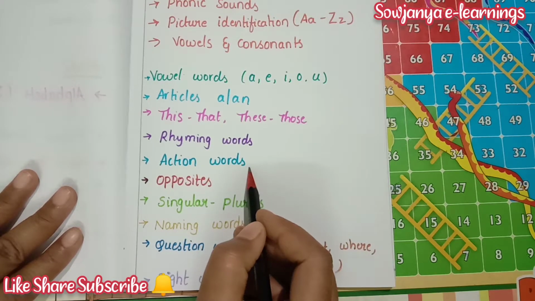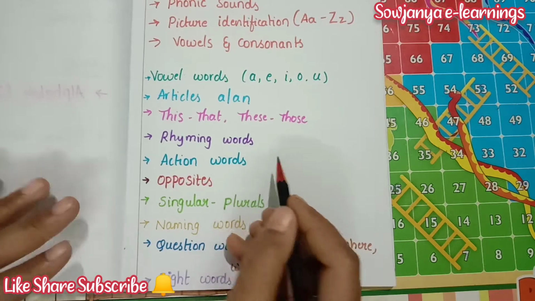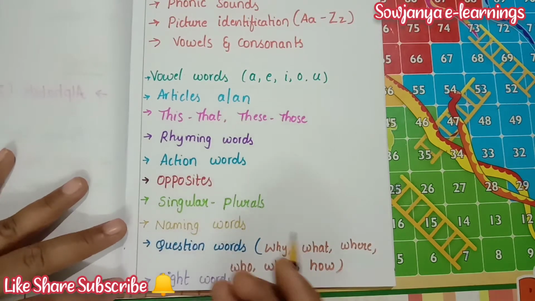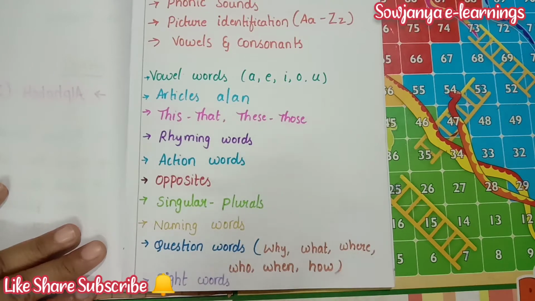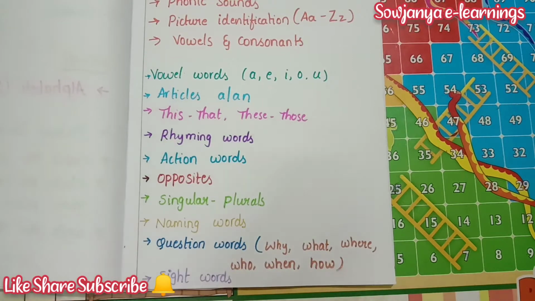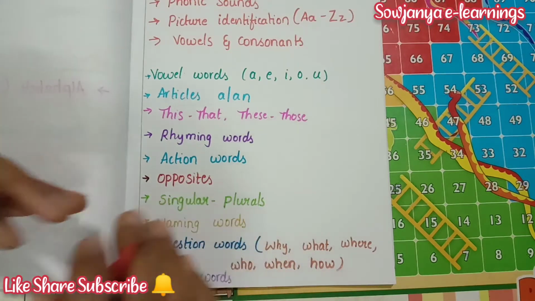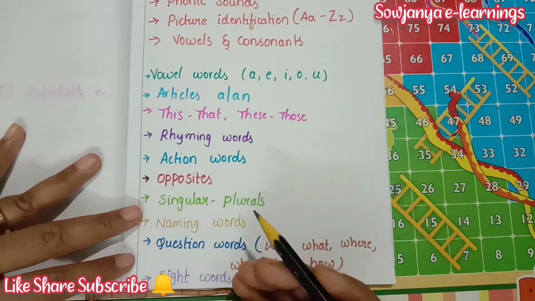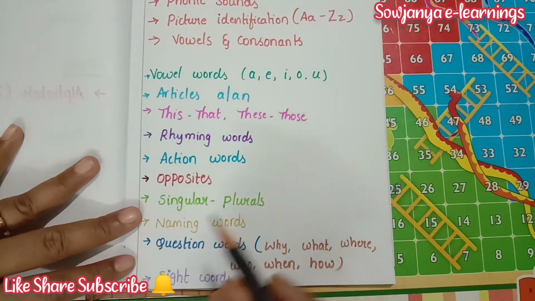Action words. Action words means verbs. Action words like playing, jumping, eating, like that. Those are the action words. We have to teach the kids by showing some actions, like how we'll play. We have to show them how we'll jump, writing, reading, like that. Everything we have to make an action and we have to show them.